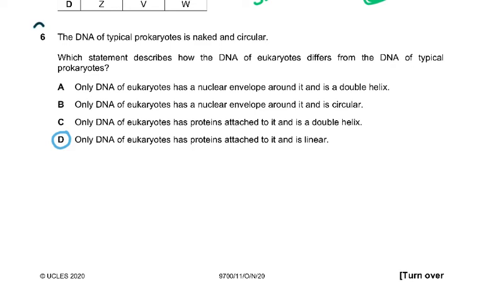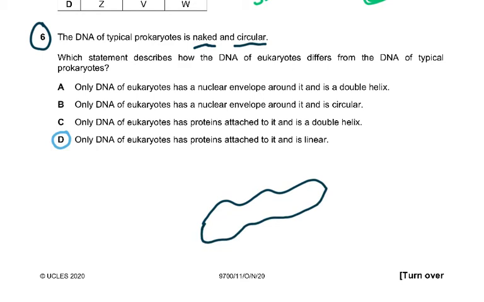To question number 6. The DNA of typical prokaryotes is naked and circular. Naked means it doesn't have any histone proteins, and circular means this is circular DNA. It doesn't have ends, it's just like a loop, like a rubber band. Which statement describes how the DNA of eukaryotes differs from the DNA of typical prokaryotes? So only DNA of eukaryotes has proteins attached to it and is linear.